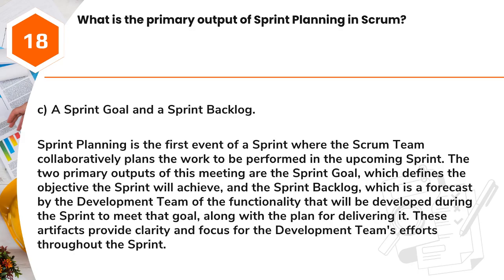Answer: C. A sprint goal and a sprint backlog. Sprint planning is the first event of a sprint where the Scrum team collaboratively plans the work to be performed in the upcoming sprint. The two primary outputs of this meeting are the sprint goal, which defines the objective the sprint will achieve, and the sprint backlog, which is a forecast by the development team of the functionality that will be developed during the sprint to meet that goal, along with the plan for delivering it. These artifacts provide clarity and focus for the development team's efforts throughout the sprint.